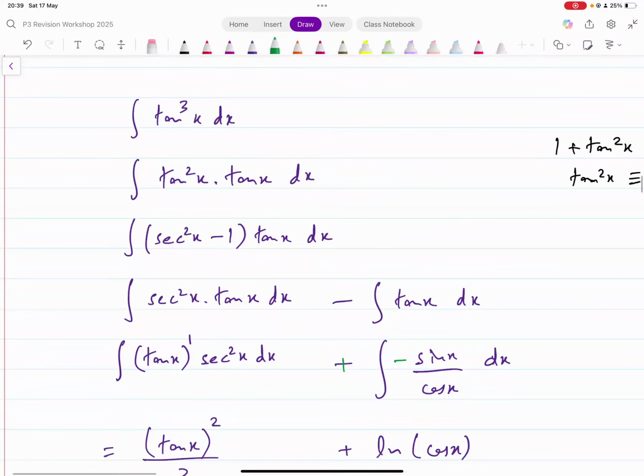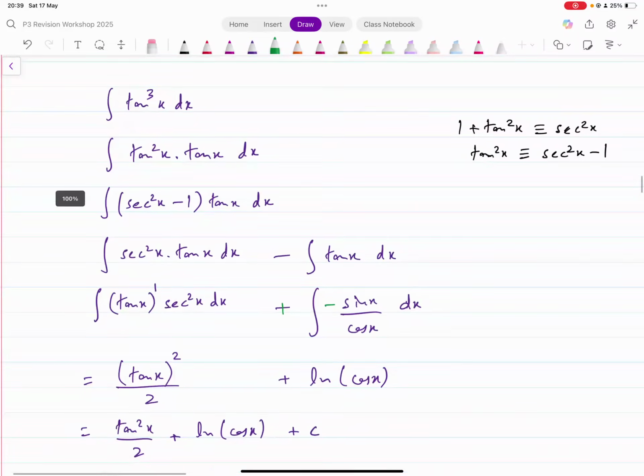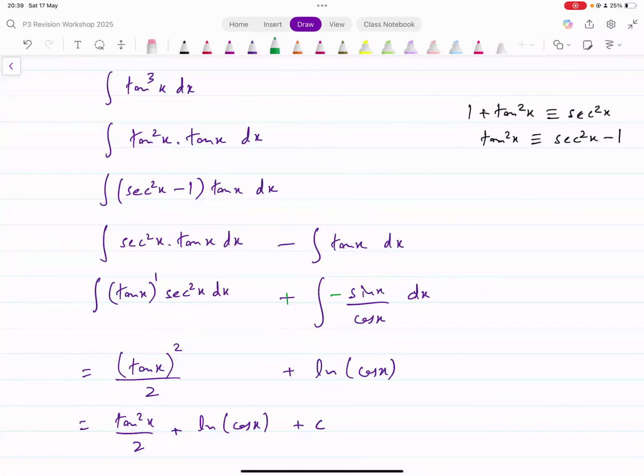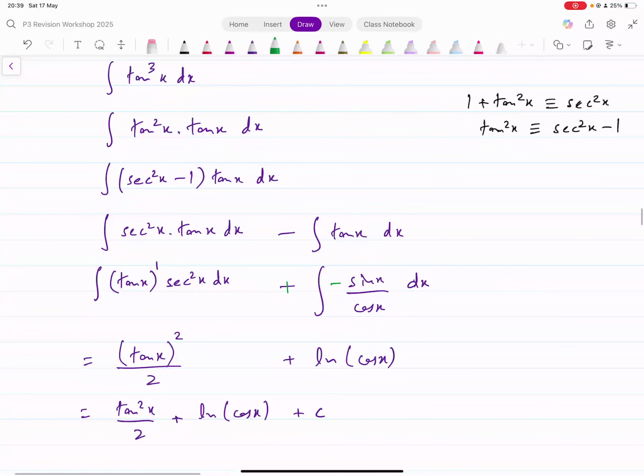We could do the same for tan cube as well. We could break that into 2 parts. We often do this using substitution, but this is an alternative. Tan square x into tan x. Then replace tan square with secant square x minus 1 using this identity. And then you break it into 2 parts. You've got secant square into tan x. Now, think of it like this. Is derivative of secant tan?